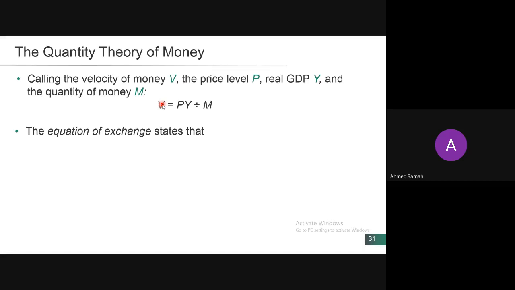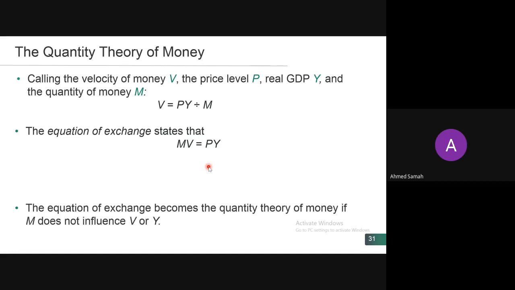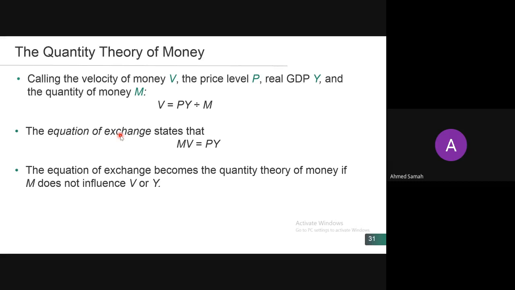Then by rearranging this particular formula, we will get the equation of exchange. That is, when we move the money supply to this side, money supply times velocity is equal to the price level times the real GDP. Then this equation becomes the quantity theory of money if M does not influence velocity or the real GDP. So basically what it is saying is that the percentage change in money supply does not change velocity or real GDP, then the quantity theory of money will hold.